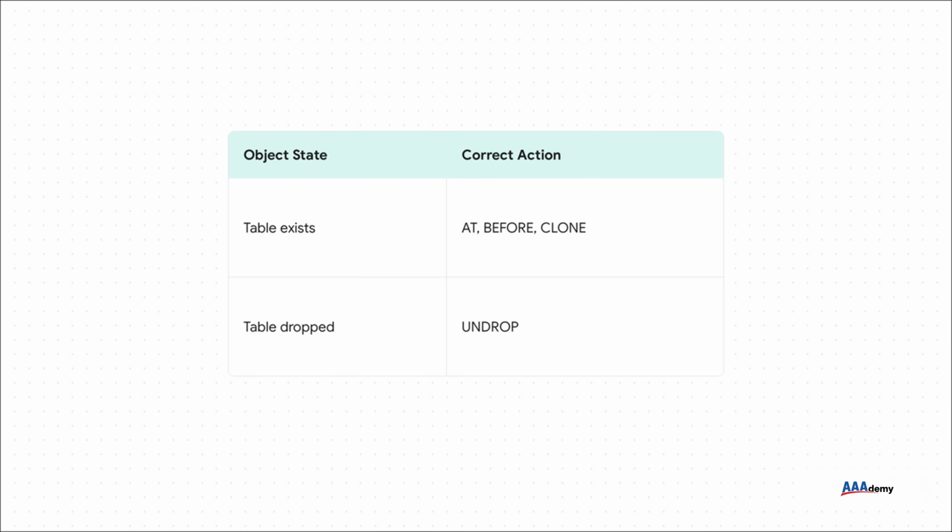UNDROP only works if the entire object, we're talking the database, the schema, or the table itself, has been entirely dropped. It restores dropped metadata. It does not put deleted rows back into an existing table. Seriously, keeping this cheat code in your back pocket will save you so much frustration on test day.